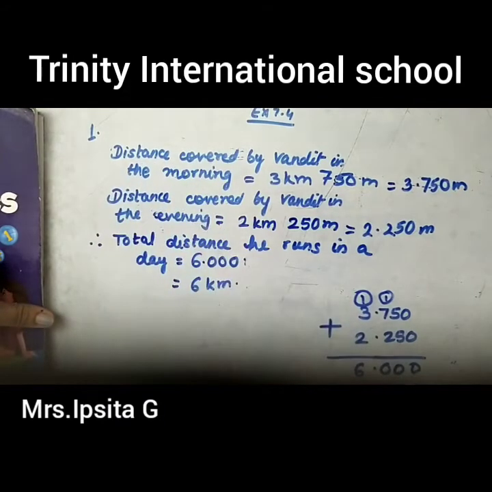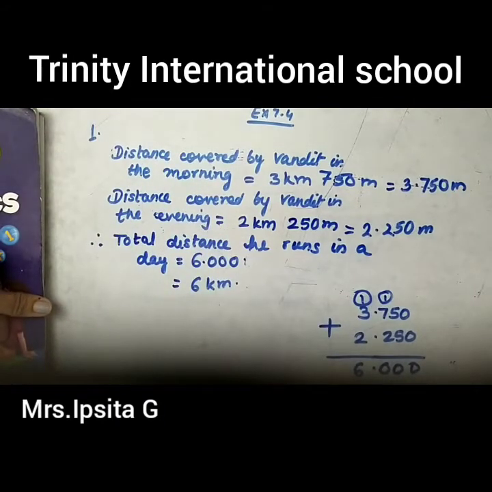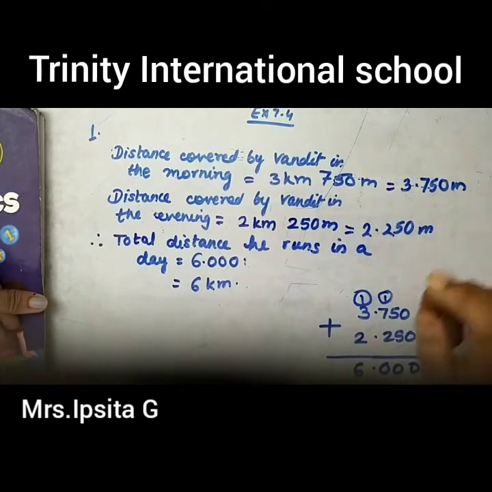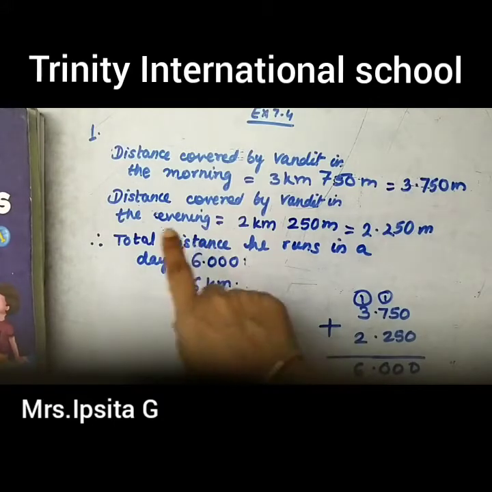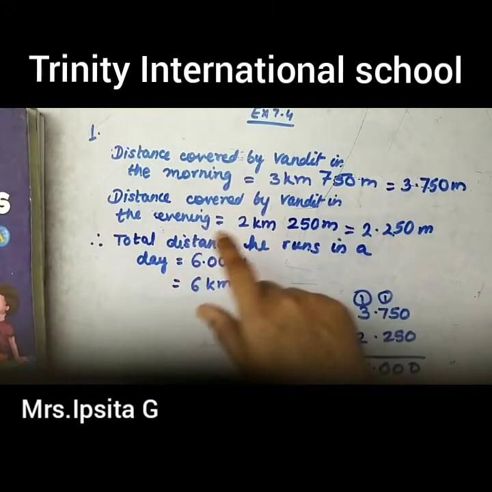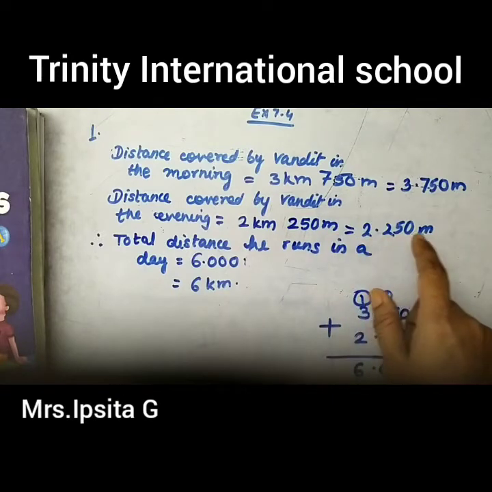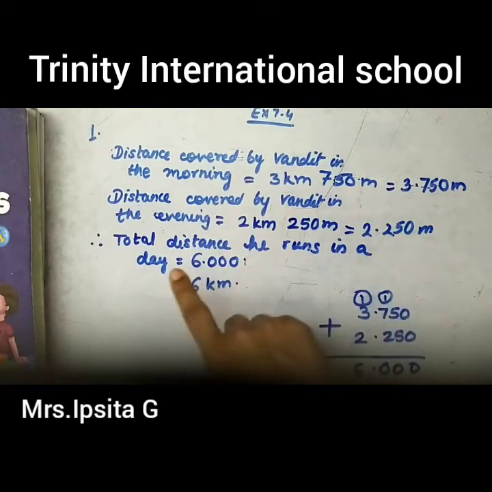So here, distance covered by Vandit in the morning, 3 kilometers, 750 meter. This can be written as 3.750. Okay. Now distance covered by Vandit in the evening, 2 kilometer, 250 meter. So 2.250. Okay. Now total distance he runs in a day, total distance will be obtained by adding these two numbers.